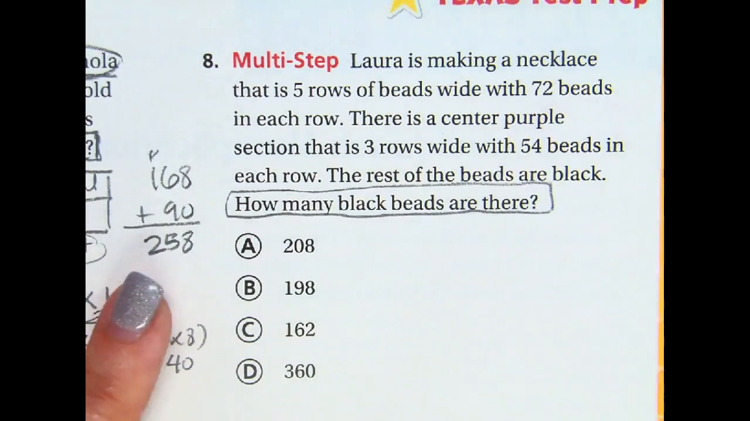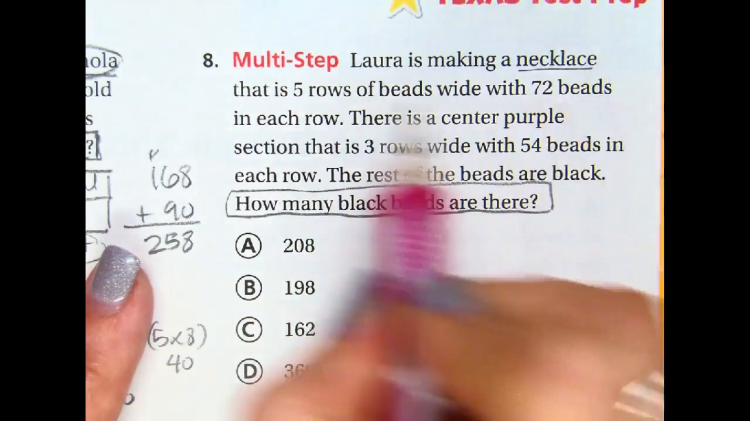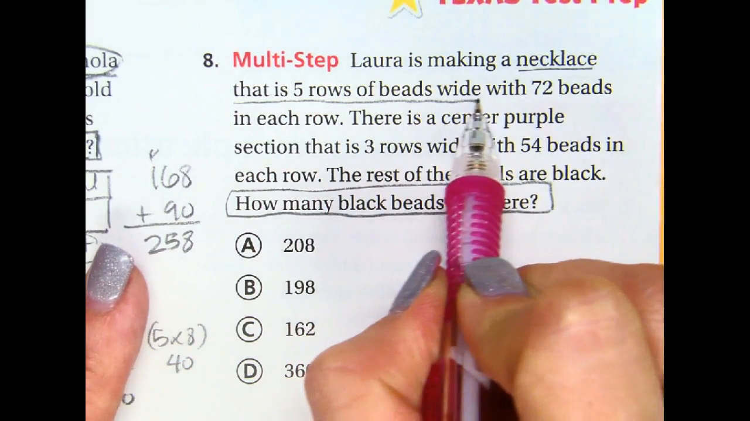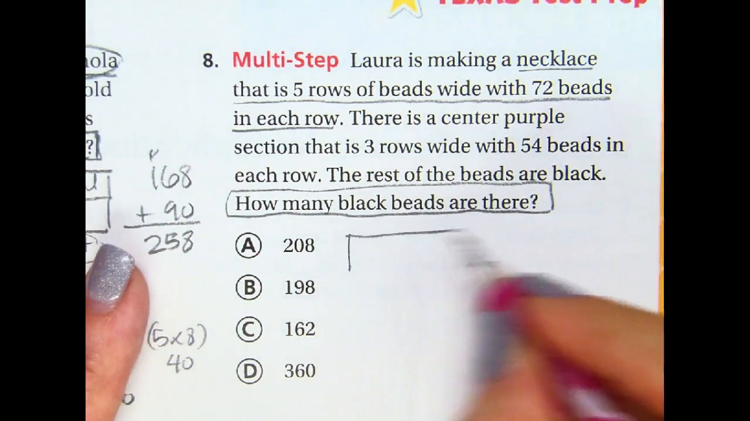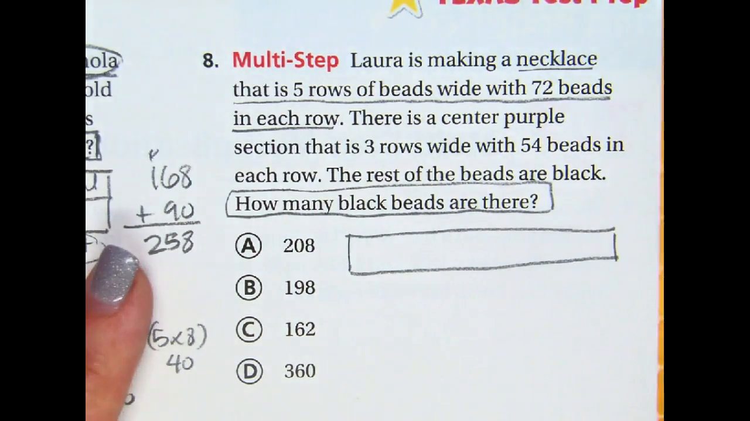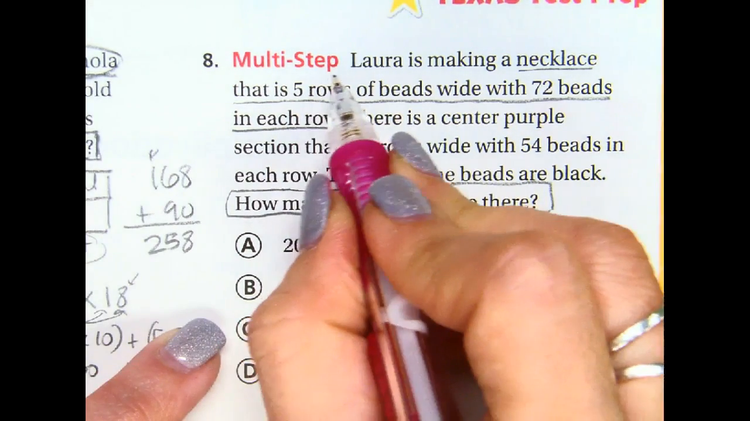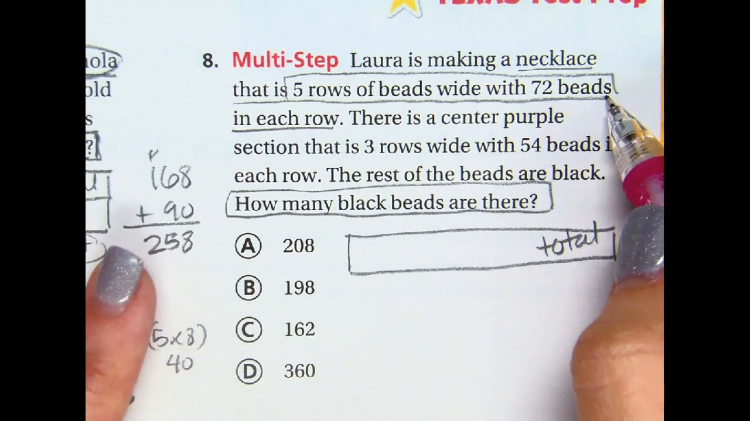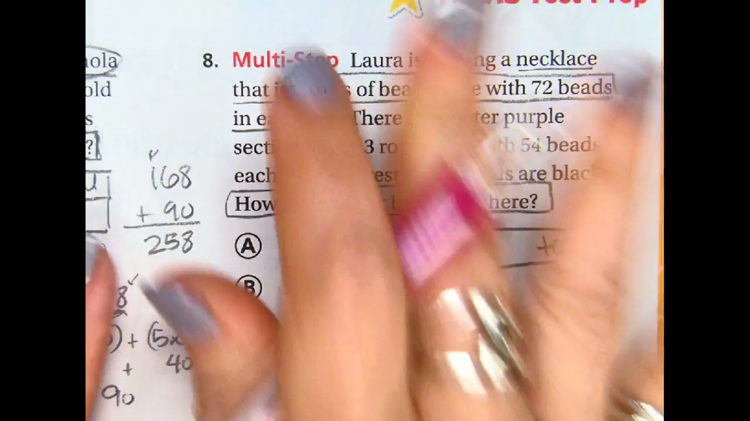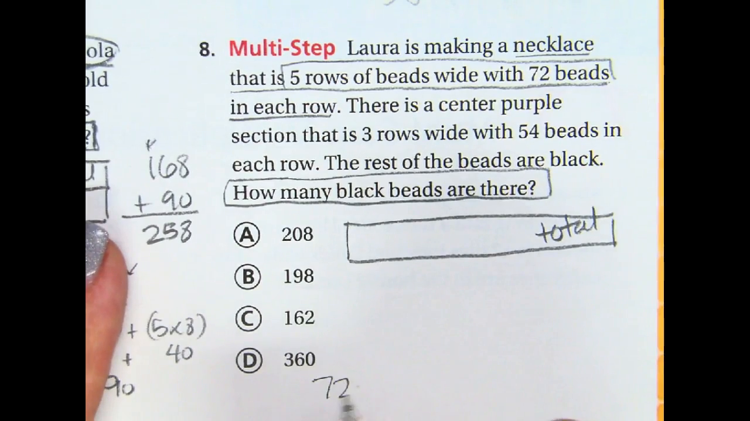So let's think about what we know about this problem. We know about the total necklace. She's making a necklace that's 5 rows of beads wide with 72 beads in each. So that's our total. So this time we know our total. And we know that there are 5 rows with 72 in each. So that sounds like a multiplication problem to me. So let's just start with one thing at a time. Let's look at our total. We have 72 beads in each row times 5 rows.